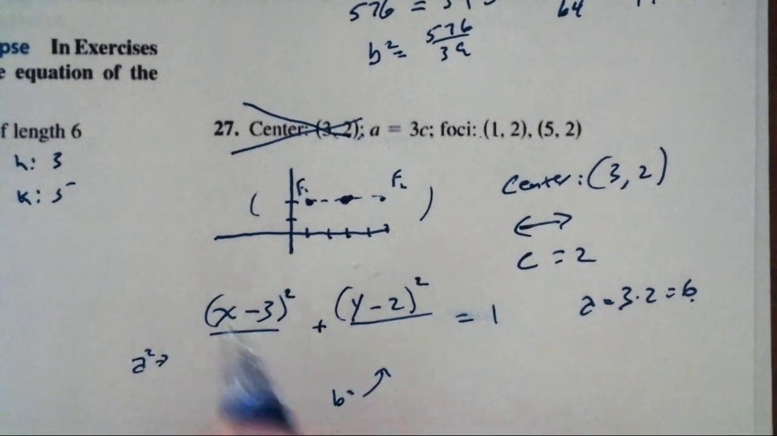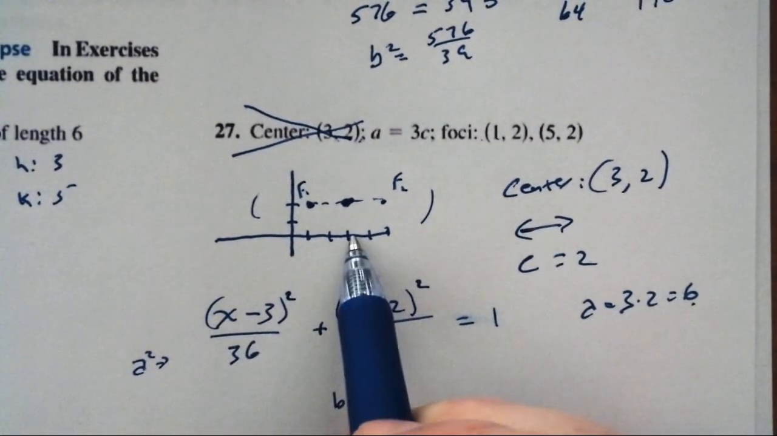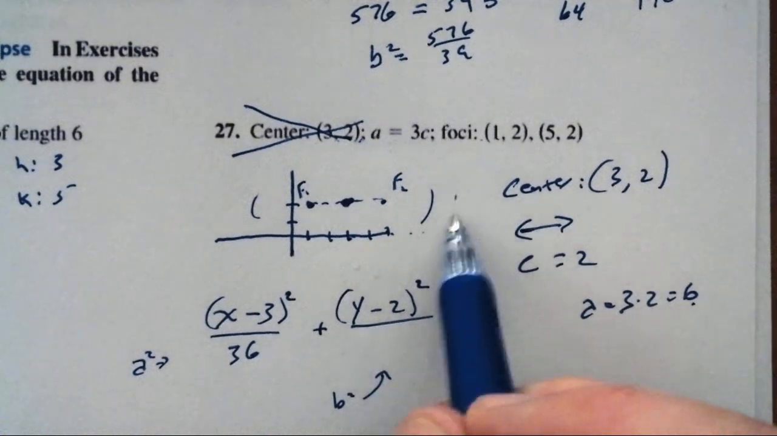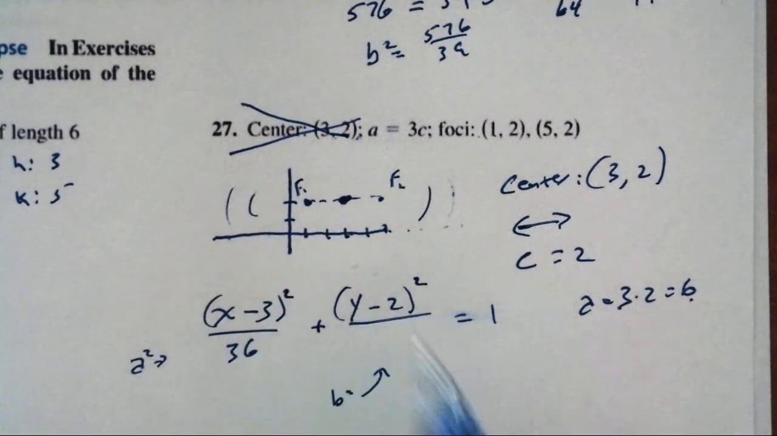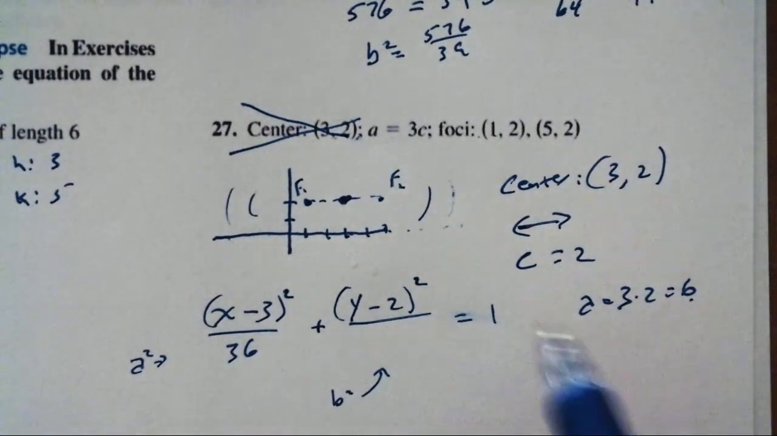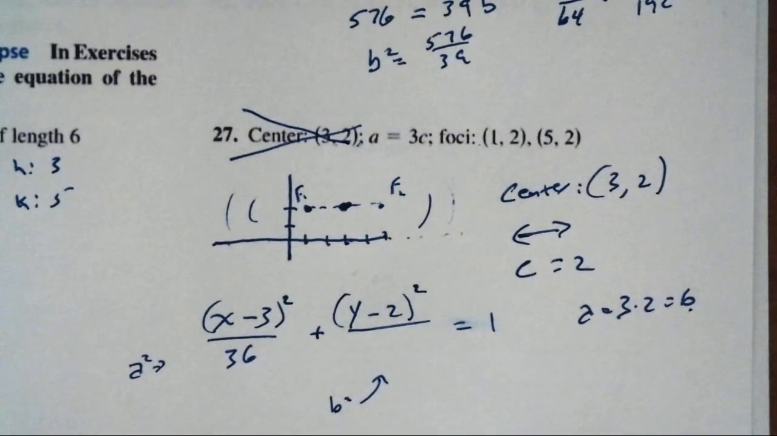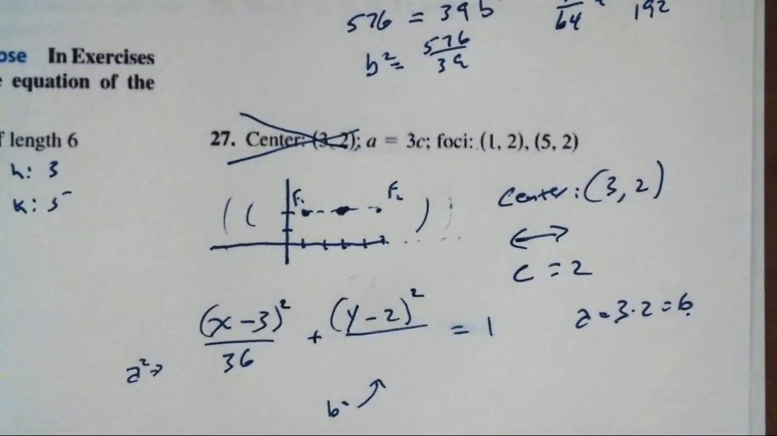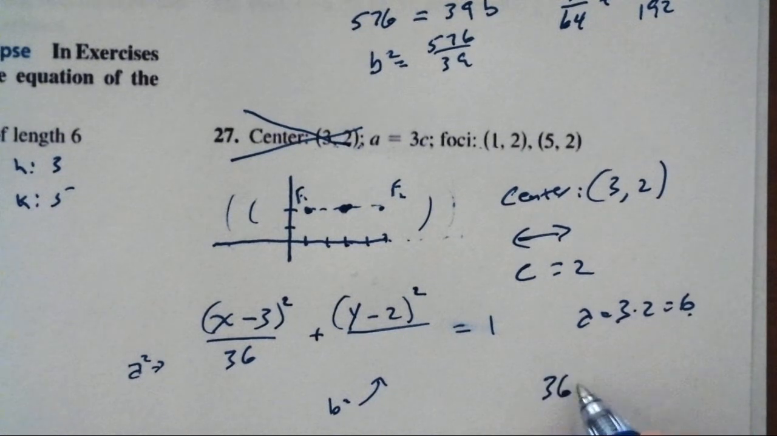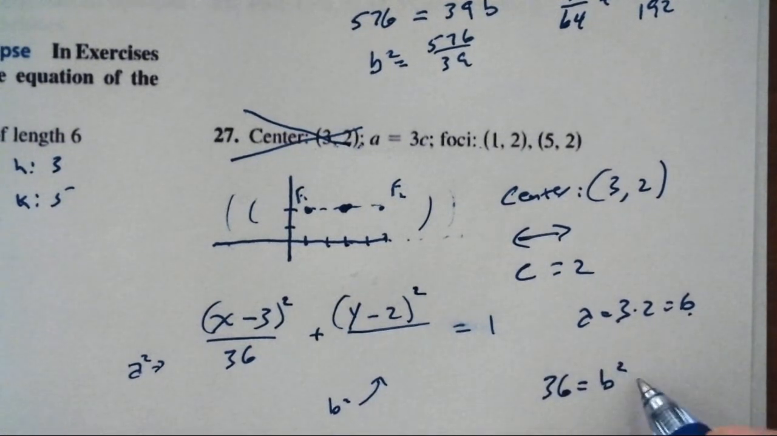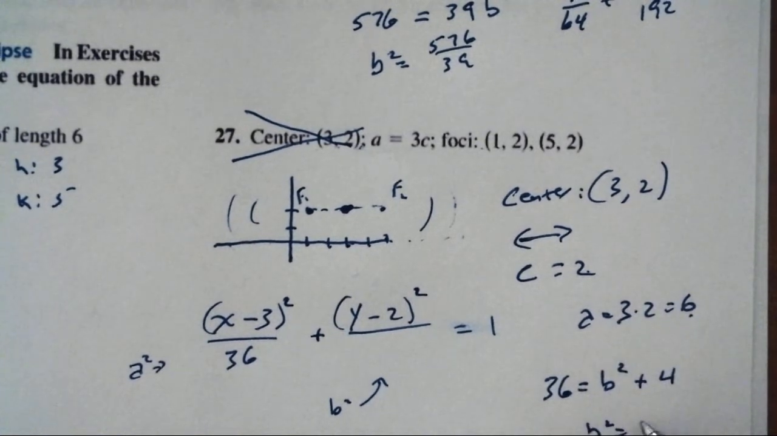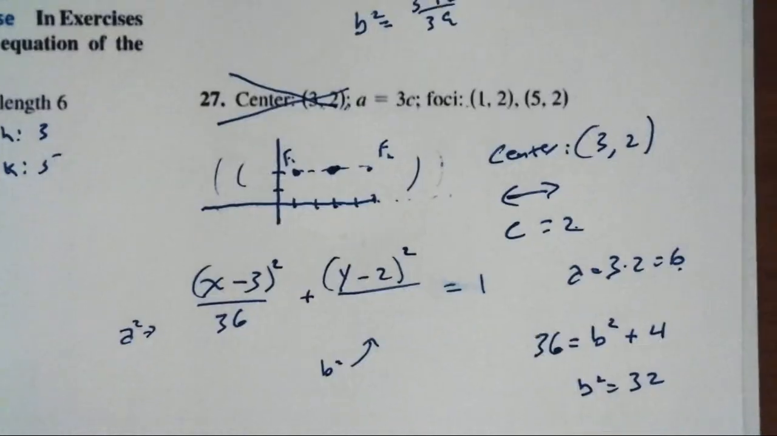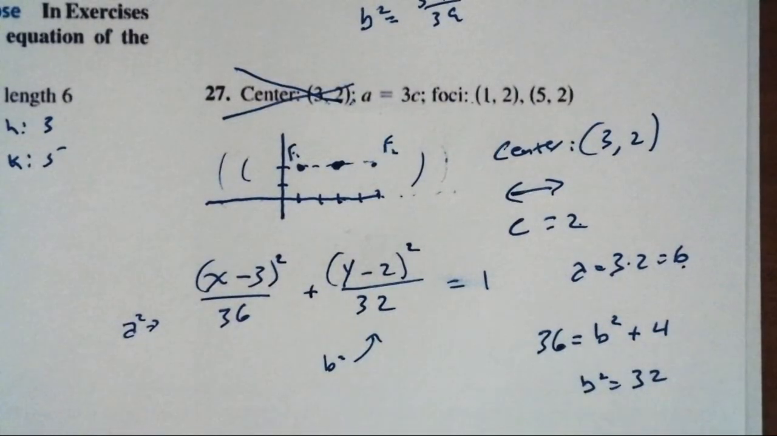If A is 6, A squared is 36, and I'd need to go over 6 from here if I was going to graph it. And I need to go left 6 from the center if I was going to graph it. And don't forget, there's a Pythagorean relationship between A, B, and C. A squared, 36, equals B squared plus C squared. C is 2, so plus 4. B squared is 32, and really that's all I need is 32. And we've got it.